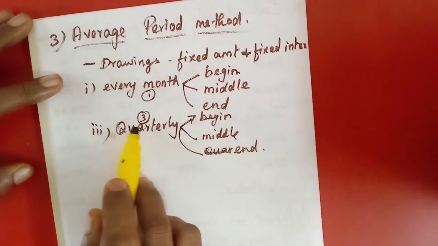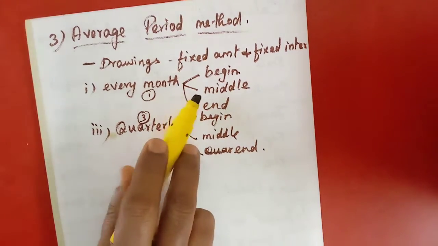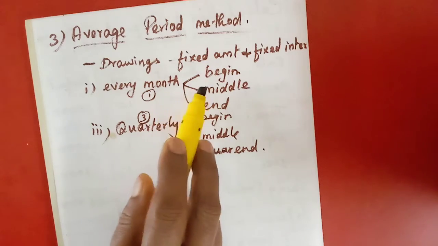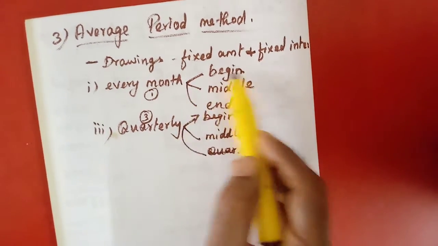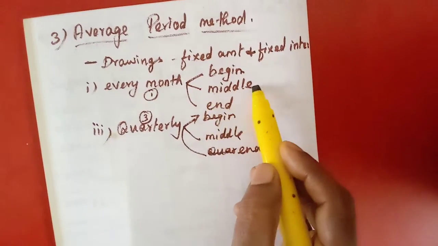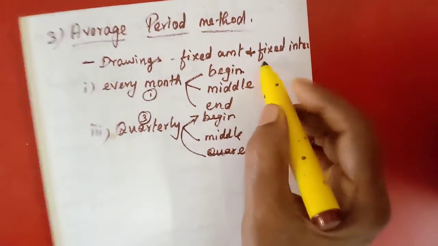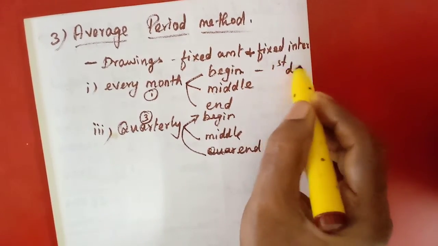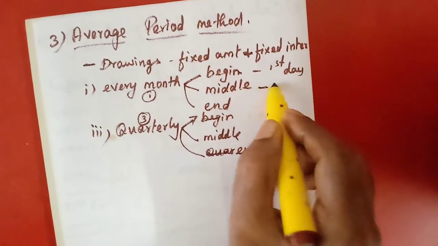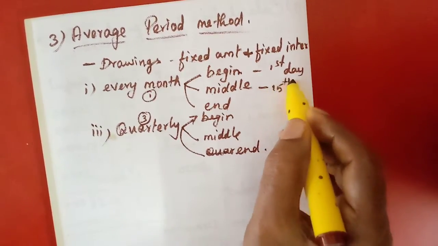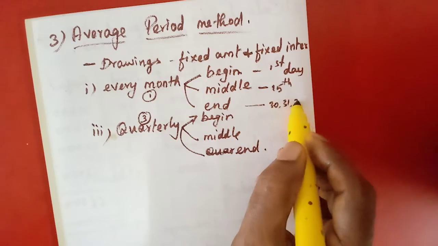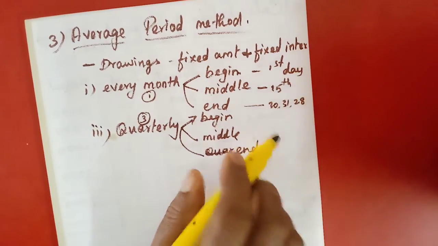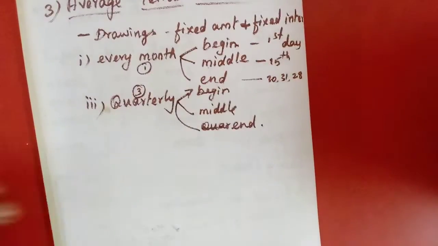Understood? At the beginning of the month means, here you know, isn't it? Maybe the date 1 of January, then date 1 of February, like that. Okay, beginning. Middle means all the 15th. Here the first day, just to make you understand. Here maybe the 15th day. Here maybe the last day, either 30 or 31 or 28 or 29 at the end of each month.